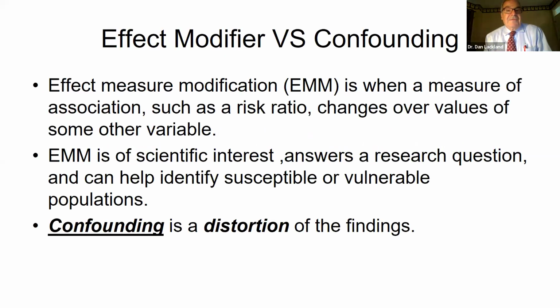The effect modifier is when the measure of the association, like a risk ratio, which is what you've been looking for, changes over values or over time. This is what you're actually studying. This is what's of scientific interest to you. It answers a research question. Is this factor associated with this outcome? That's what you're trying to study. Confounding, on the other hand, is the distortion of the factors. You're looking to say, does this factor affect this? And then you might have something that's distorting that association, either showing that it is a strong association or suggesting that perhaps it is not.